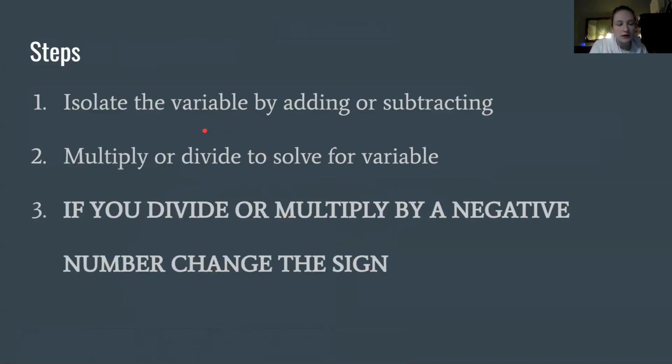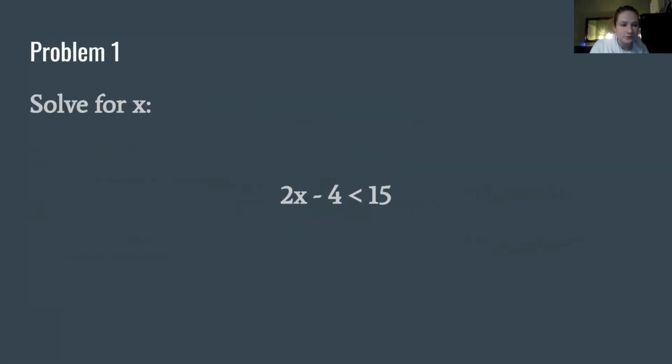To solve inequalities, you want to isolate the variable. The variable most of the time would be x, and you isolate it by adding or subtracting on both sides, or multiplying and dividing afterwards to solve for that variable. Another thing to note is if you divide or multiply by a negative number, you have to flip the sign. So if it was less than, you flip it to greater than.